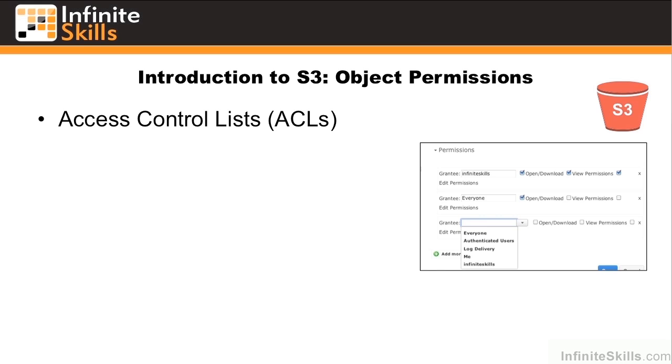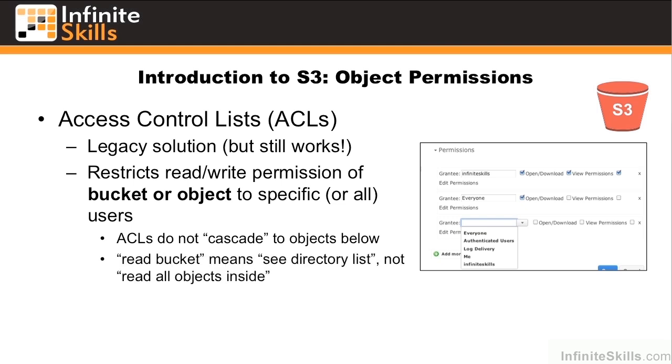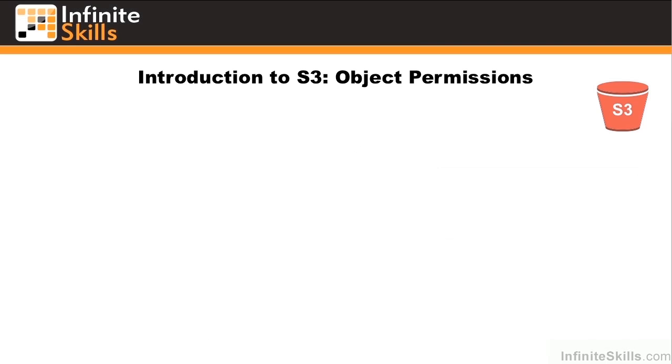ACLs, or access control lists, are probably the number one way that users control permissions through the web GUI. They're a legacy solution, but they still work well. This restricts read and write permission of a bucket or object to specific or all users. Again, ACLs do not cascade to objects below. If I put read bucket, that means I can see the directory list, not read the contents of all the objects inside. Again, this is what we see when we access the AWS console, and we grant permission so that everyone perhaps can see a CSS file. More information on ACLs can be had at this URL.